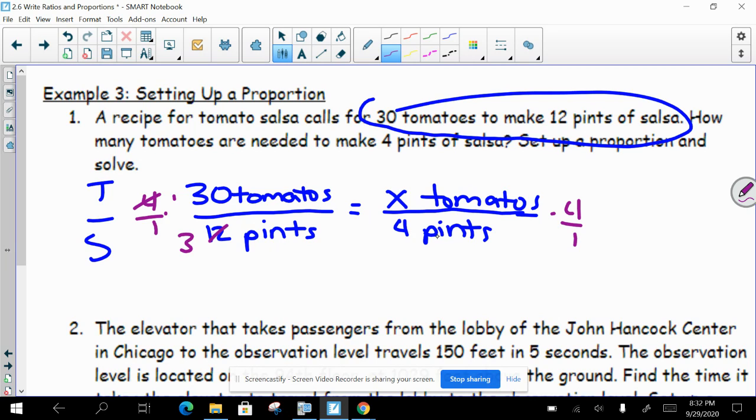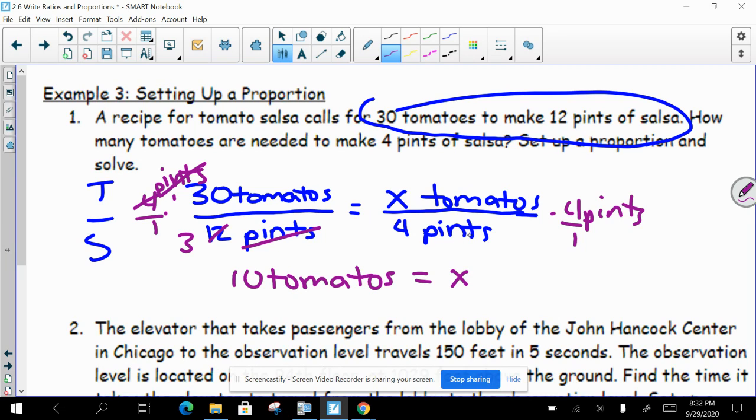Also, what you can do is include the units. So pints and pints, 4 pints. And then notice that units can actually cancel like numbers. So this pints will cancel with this pints in the denominator. Pints in the numerator, pints in the denominator. So 30 tomatoes divided by 3, no units left, would be 10 tomatoes equals x. Also, when you do this, the 4 pints also divides from the 4 pints. Okay, so 10 tomatoes is our final answer.